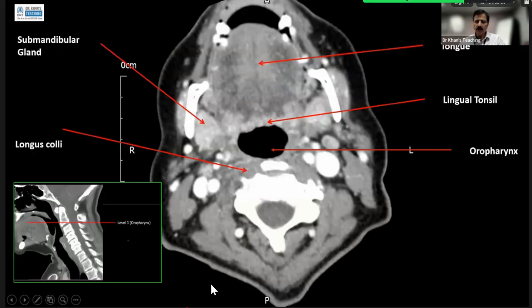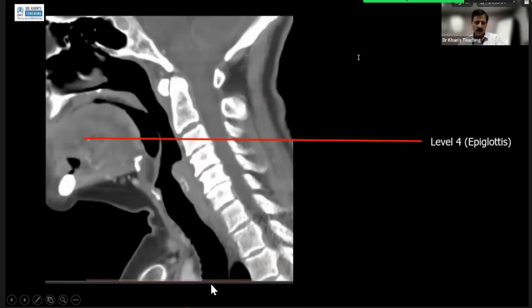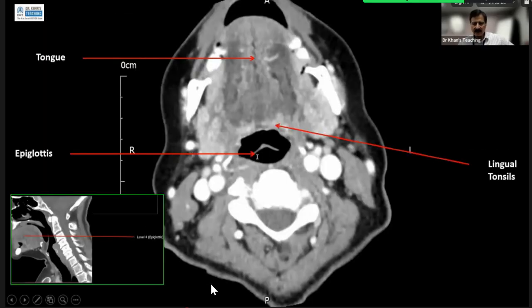Now look at this. What is the difference? We are passing through the epiglottis, and how will it reflect? It will reflect like this. You see, look at this slice. So a portion of the epiglottis is here. This is the free margin of the epiglottis. And anteriorly, look at the lingual tonsil, which is at the base of the tongue. And this is the oral tongue.